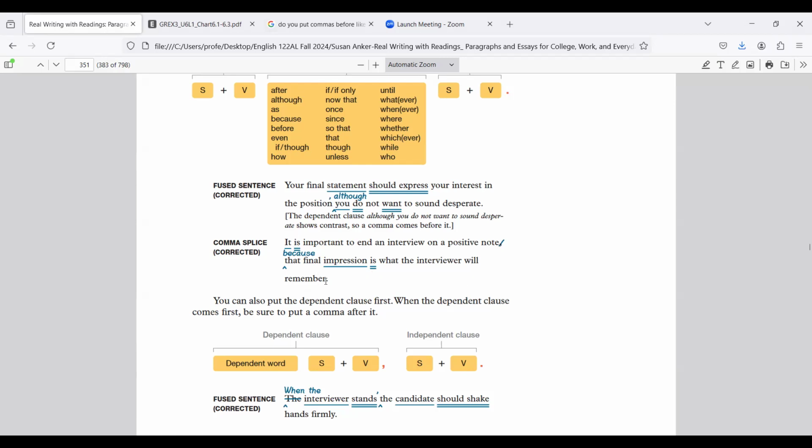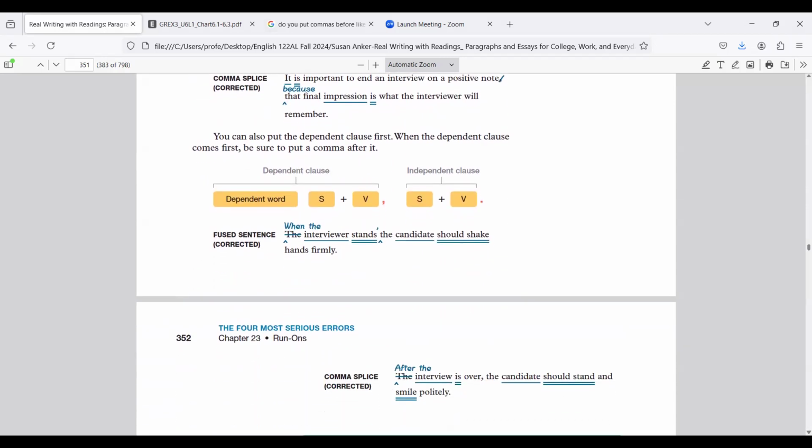That's the logical relationship. Also, if the dependent word is in the beginning, you put a comma here. So the dependent word plus the dependent clause in the beginning, you put a comma. And then you have the independent clause. But if it's the other way around, you don't need to put a comma. All right, so for example, when the interviewer stands, comma, the candidate should shake hands firmly. We saw that this was, when the interviewer stands, it's not a complete idea.